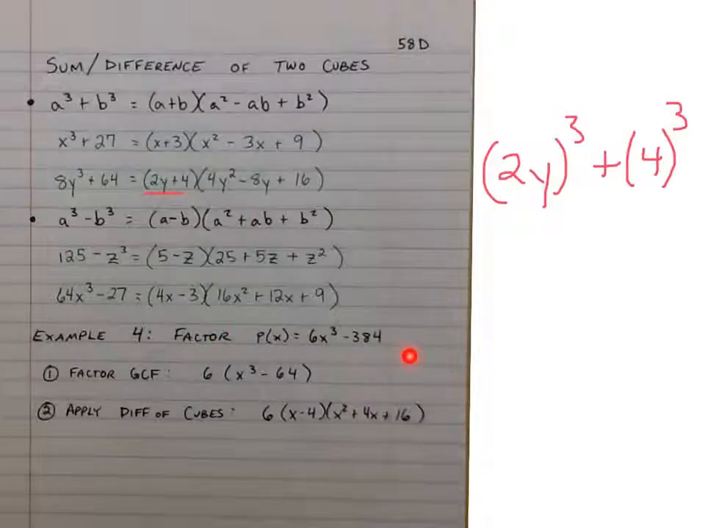I've provided one example down here that says factor 6x to the third minus 384. The first step always in factoring, always, always, always, is to factor out the greatest common factor. And in this case, they're both multiples of 6, so we can factor a 6 out, and we get x to the third minus 64, which happens to be a difference of cubes. So our difference of cubes, where a is x and b is 4. So we have x minus 4, and then x squared plus 4x plus 16. And that's as far as it can get factored.